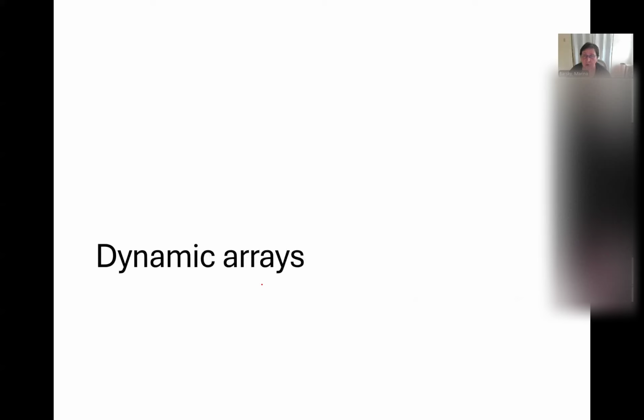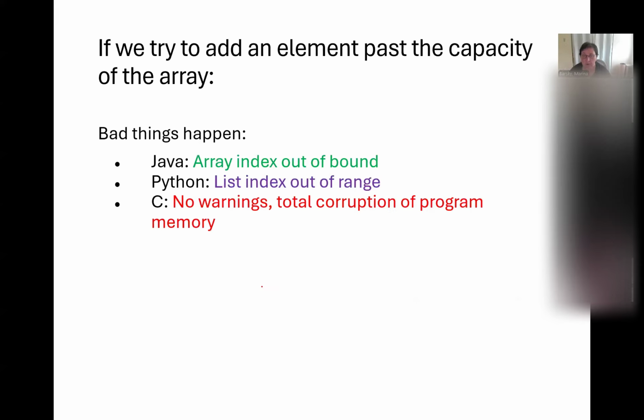That's it. So now we need to talk about arrays again, and this time about something called resizable or dynamic arrays. Okay, so what happens if I'm adding an element to an array and the array is already full? Some bad things will happen. In Java, you will get an array index out of bounds exception if you try to add at the end. In Python, you will get list index out of range.